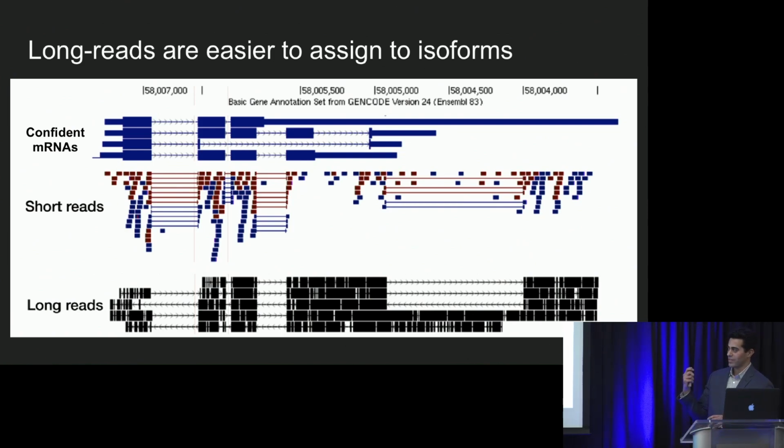Everyone's going to put on their scientist hat tonight. And what I want you to do, here are the mRNA isoforms. Here is real data from a real sequencing experiment. We have short reads here and long reads here. And I want you to tell me what's easier to basically assign to an isoform. Is it these short reads or is it these longer reads?